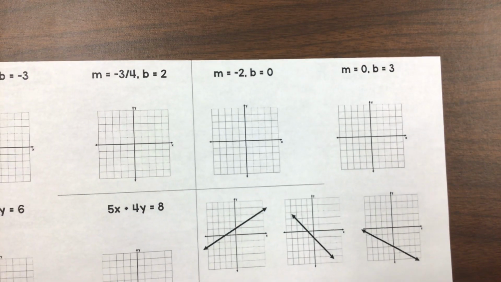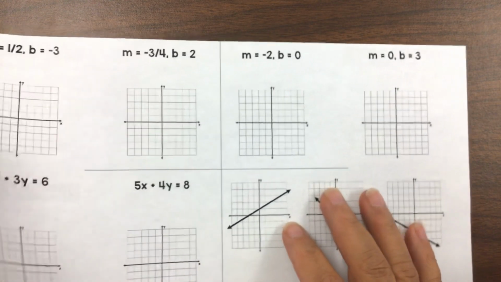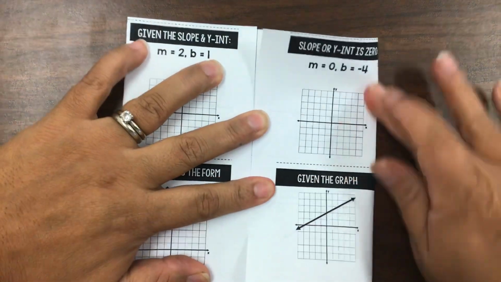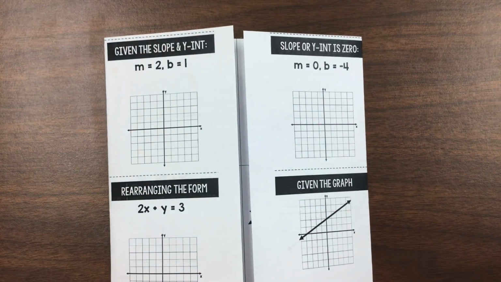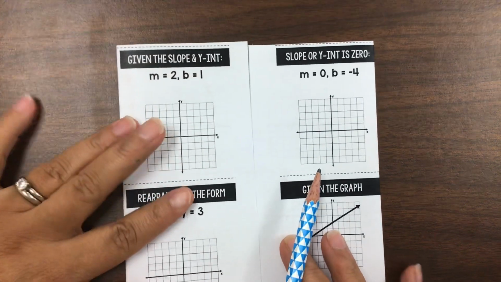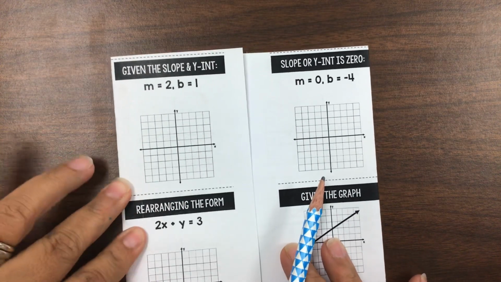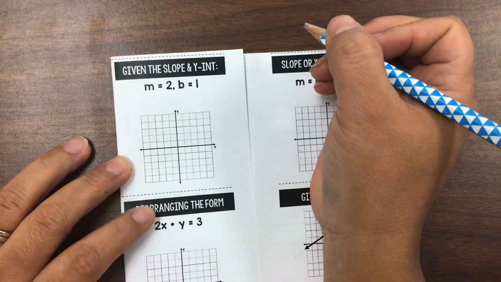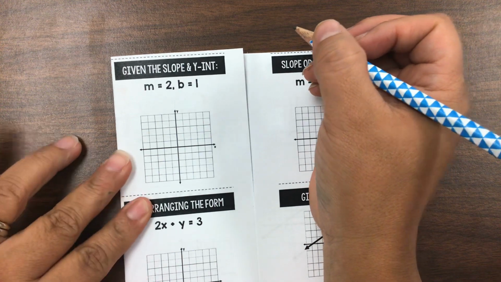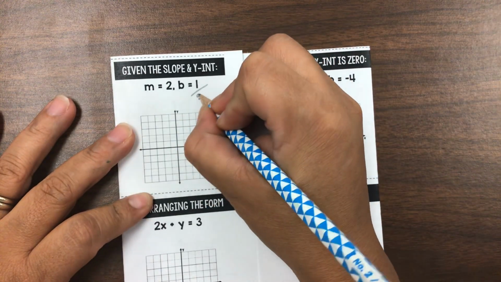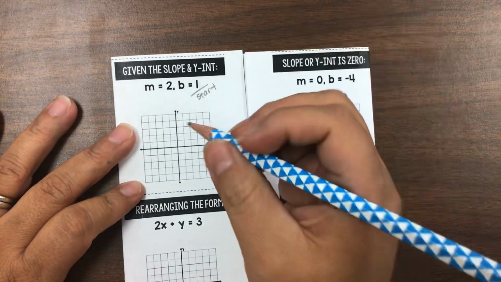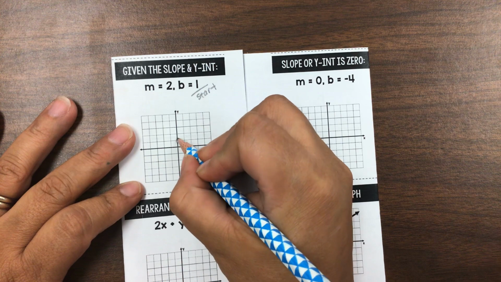This foldable is a review to graphing lines, and what we're going to do is fold it over towards the middle line. We have M is equal to 2 and B is equal to 1, and that's given the slope or the movement, and B is the Y-intercept or the beginning. So we start here on this side, and the Y-intercept means that you're going to cross the Y-axis. So you're going to go on 1 on the Y-axis.